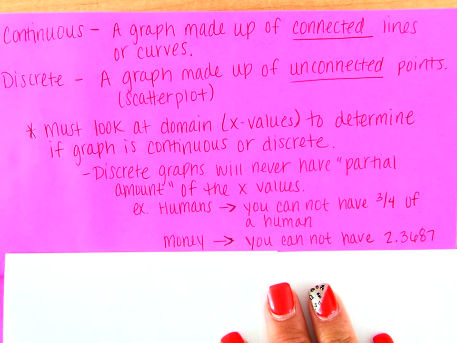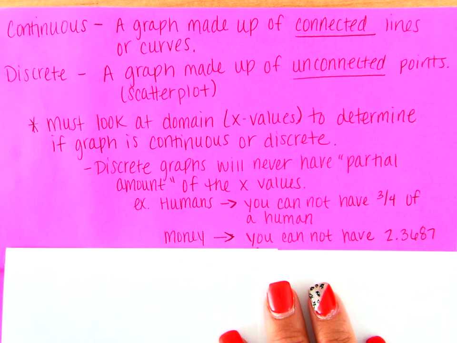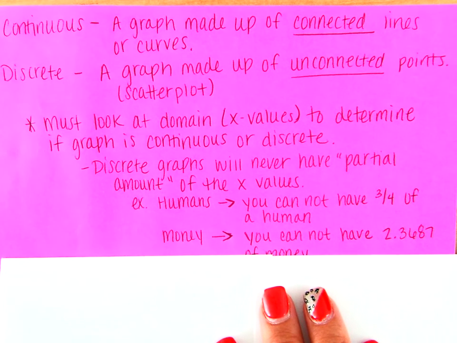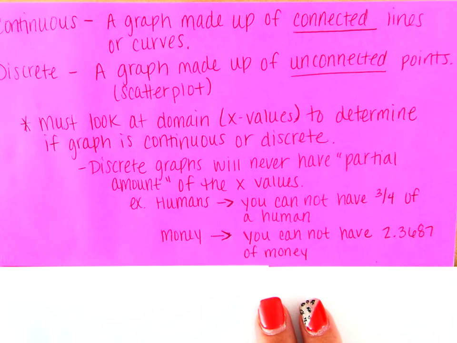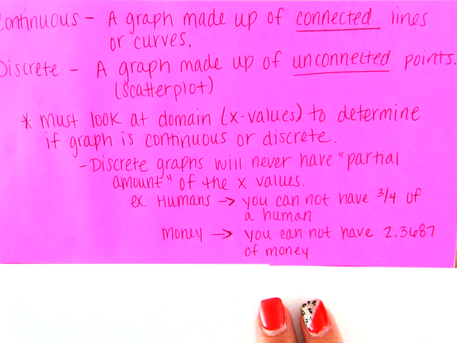So for example, humans or people: you cannot have 3/4 of a human, or take 1/2 of a human. Same thing with money. You cannot have 2.3687 of money or of a dollar. It's not going to be worth anything. Other examples may be a TV. You can't take 5/6 of a TV and have it be working. So if you cannot take partial parts of it, then your graph is discrete.